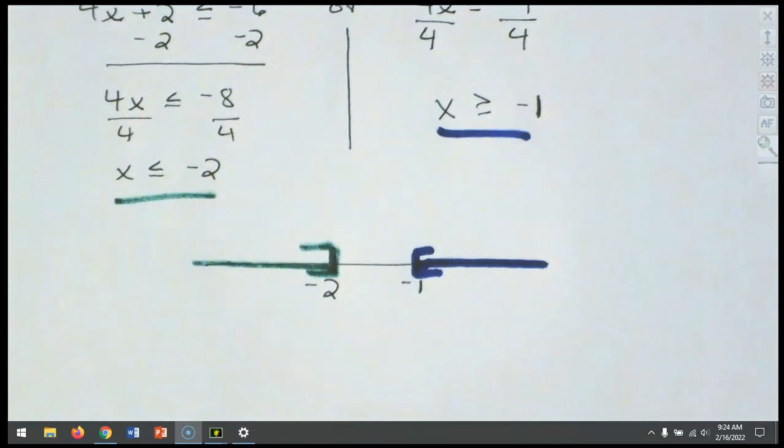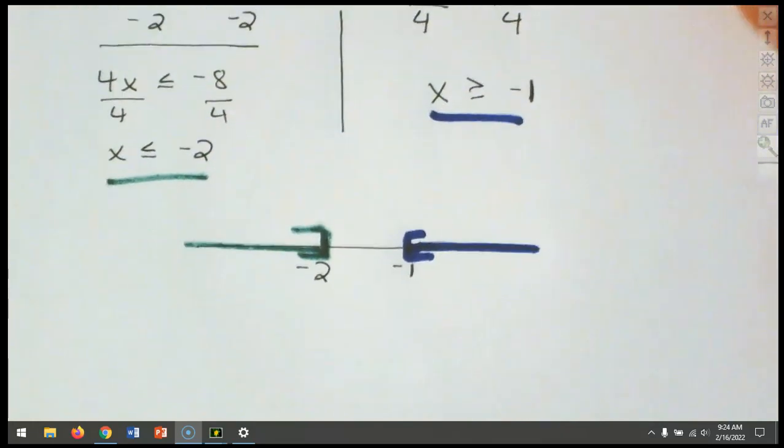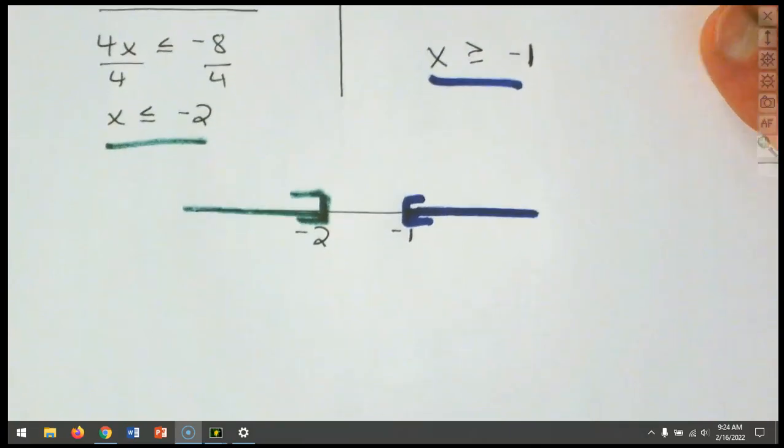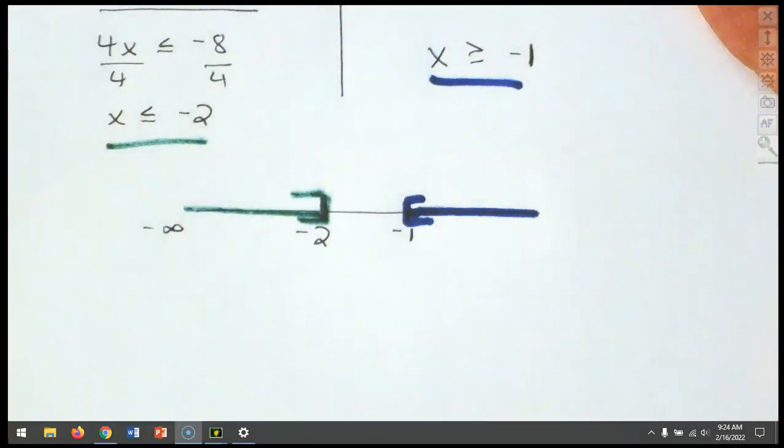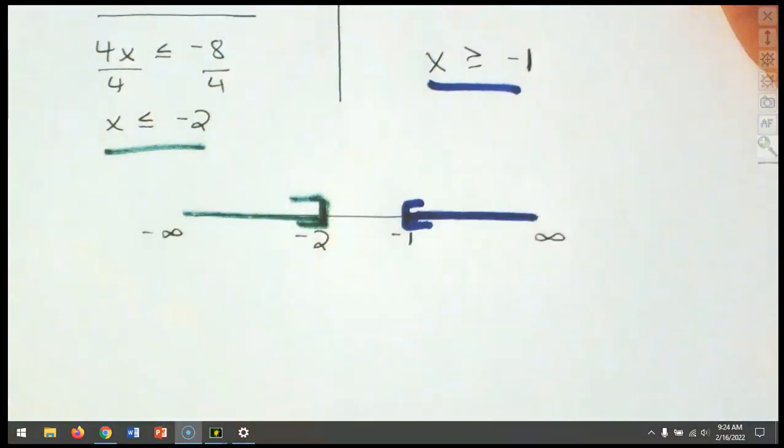Now, what do we need to do? We need to put these together. If this was an and, you'd have no solution, right? Because an and would mean where they overlap, these do not overlap at all. We, though, have an or. Or means we want a union. So we're going to unite the pieces together. So how do we do that? We use a U. So this one is negative infinity on the left, positive infinity on the right.